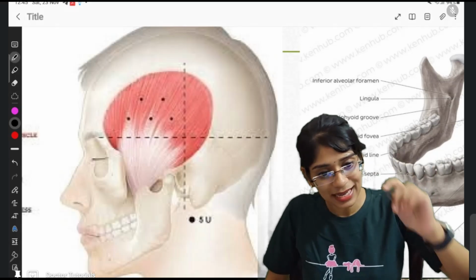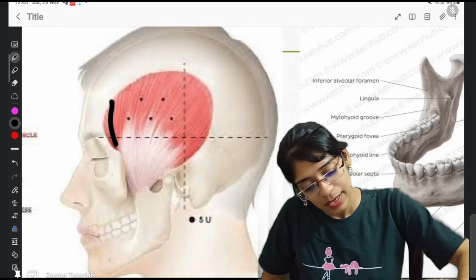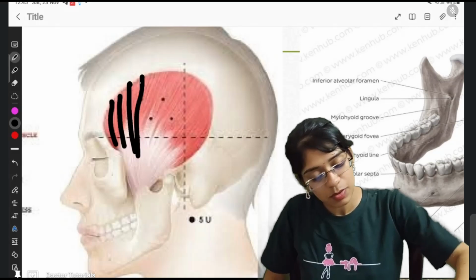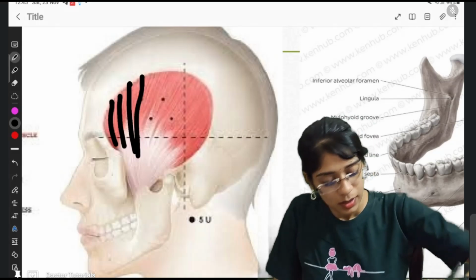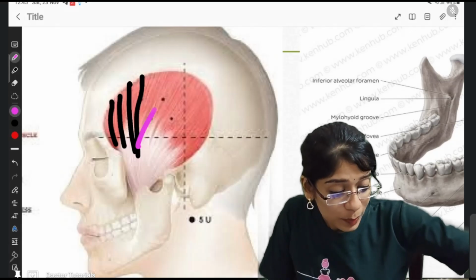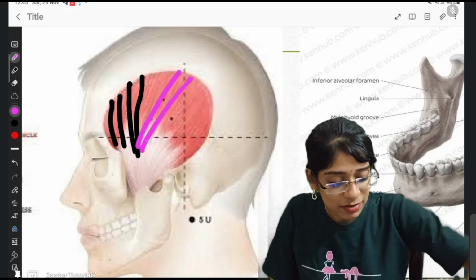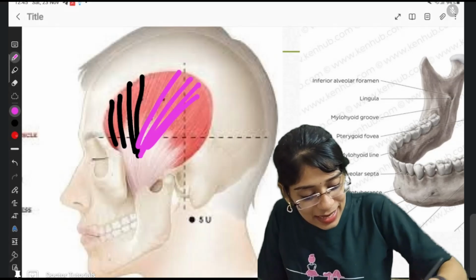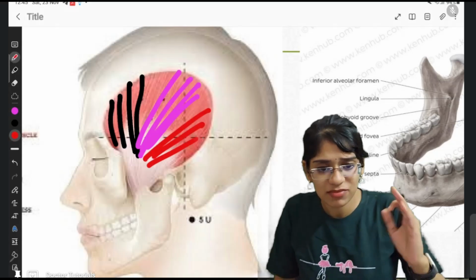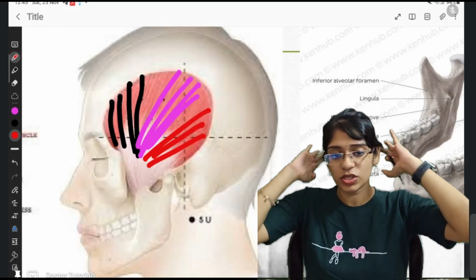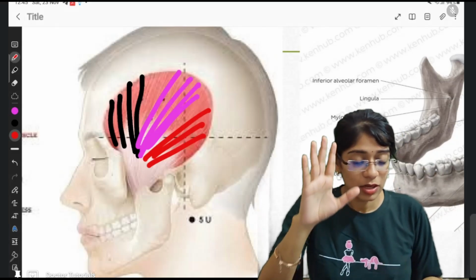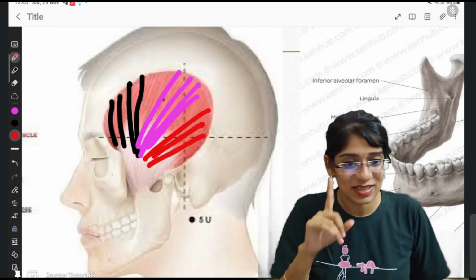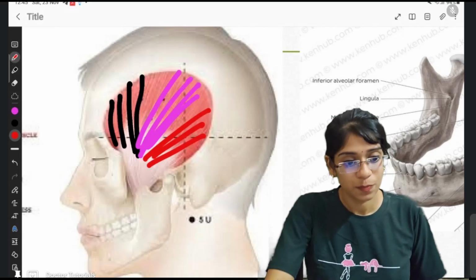So guys, see this temporalis muscle. It has got 3 kinds of fibers. It has vertical fibers, it has oblique fibers, meaning slanting fibers, and then it has posterior fibers, meaning fibers which go posteriorly, towards the posterior part of the head. So temporalis muscle has got 3 kinds of muscle fibers.